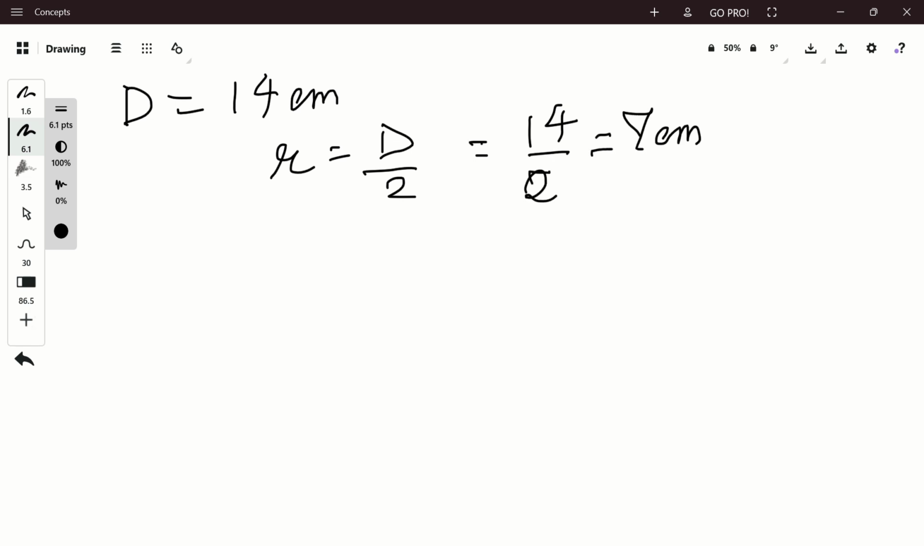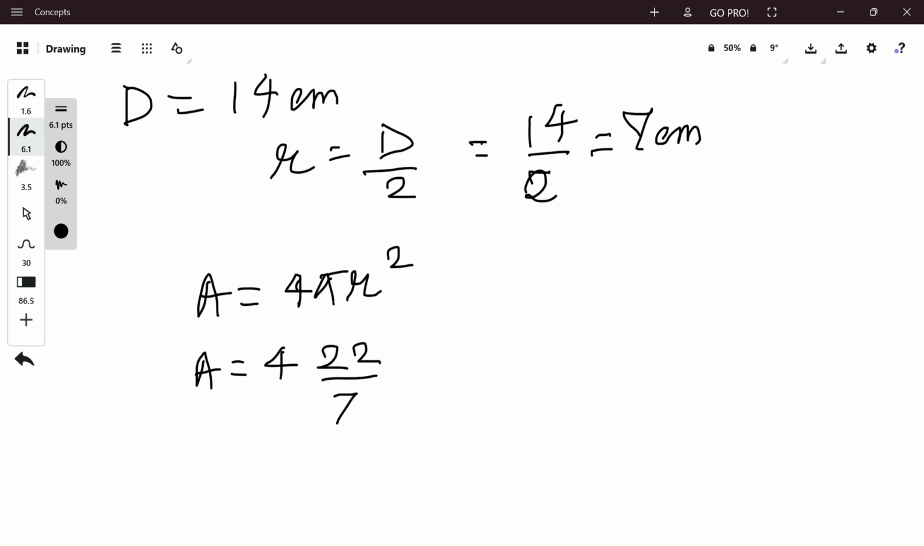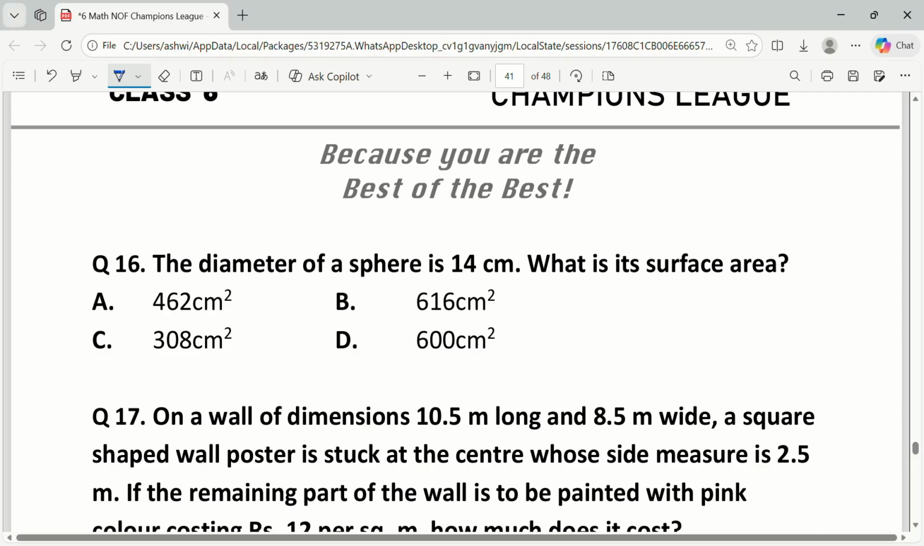Thus, formula for surface area of a sphere is A is equal to 4 pi r square. Using pi as 22 by 7, A is equal to 4, 22 by 7 into 7 square, which is equal to 616 centimeter square. Comparing with the options, the answer is B, 616 centimeter square.